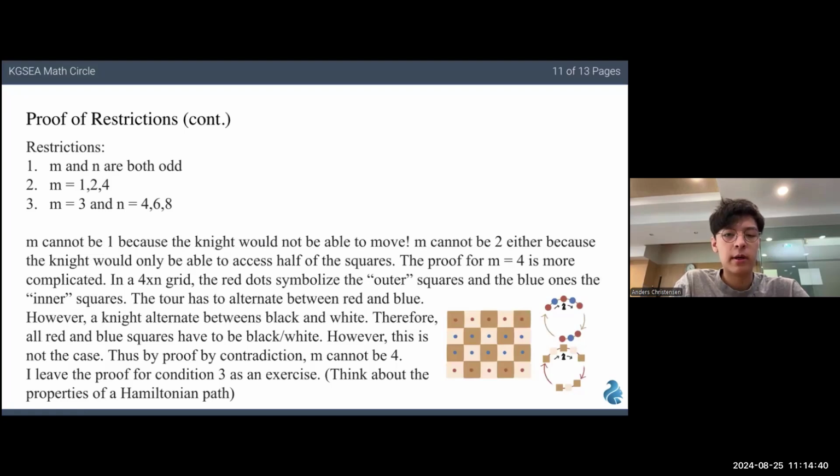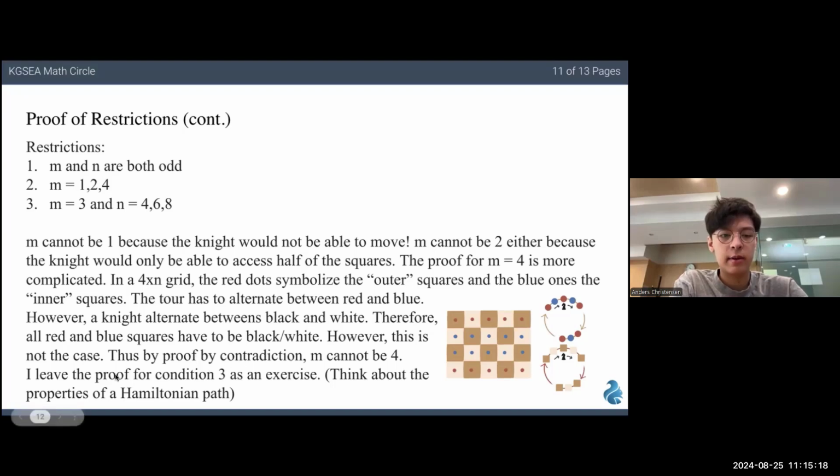In a 4 by n grid, you can think of the red dots, as you see on the right, symbolizing the outer squares, and the blue ones the middle inner squares. The tour has to alternate between red and blue because otherwise there are going to be a few red or blue ones left over. Therefore, all red and blue squares have to be black and white because the knight also alternates between black and white squares. However, this is not the case because we have both black and white squares that are red on the outside. Thus, by proof of contradiction, m cannot be 4.